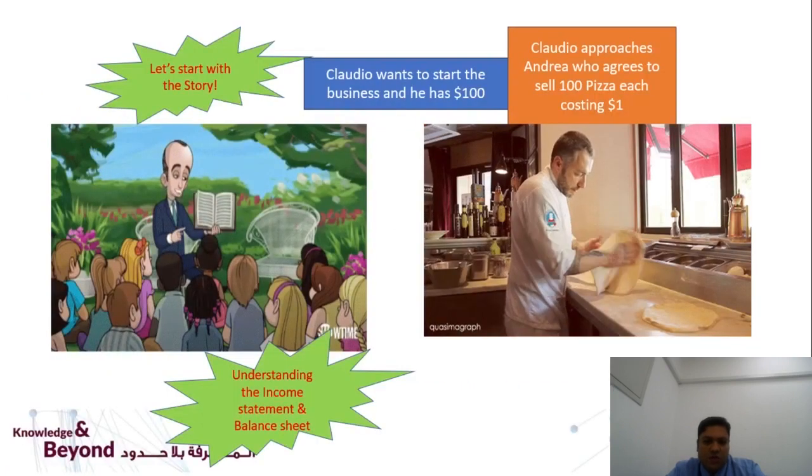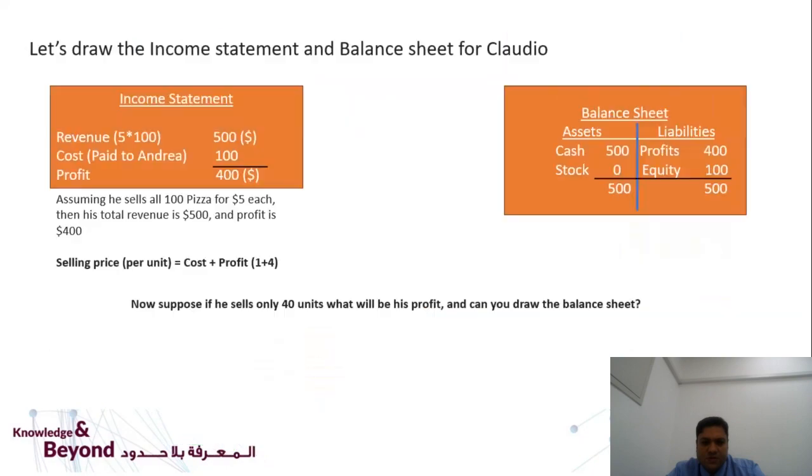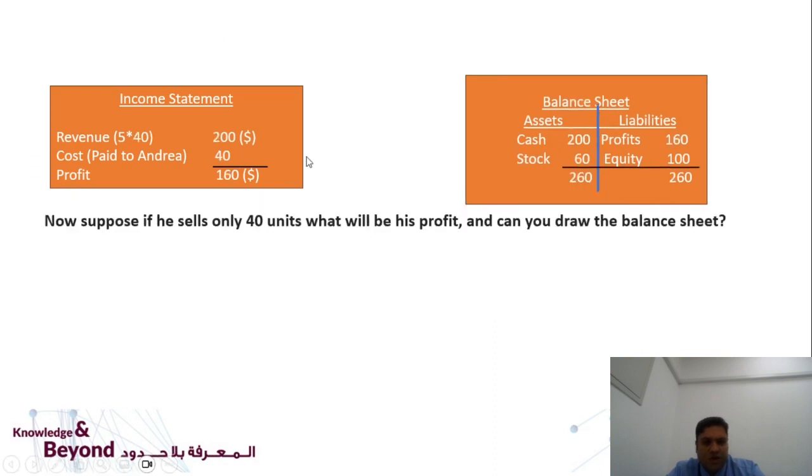So now let me go with the same example of Claudia and Andrea starting a pizza business. Okay. So in the last class, we were trying to understand with this simple example. So let me start with this slide. So let's say Andrea is able to sell 40 pizzas, and per pizza he is charging $5.